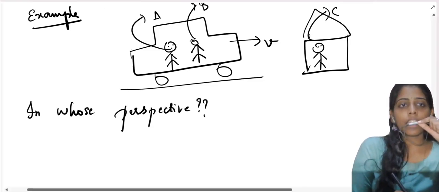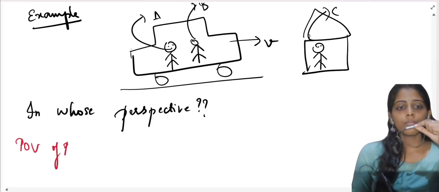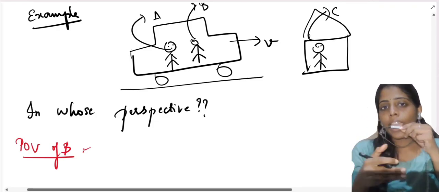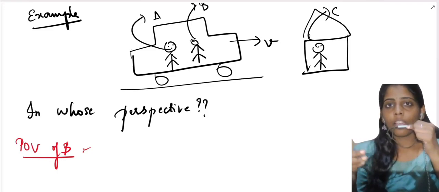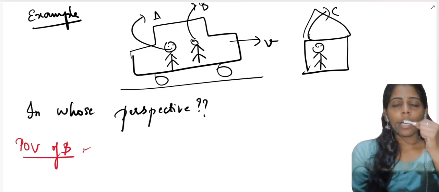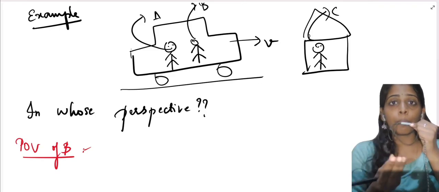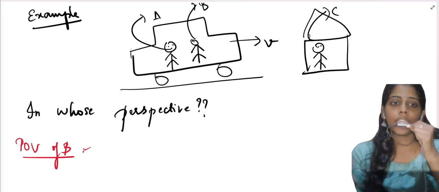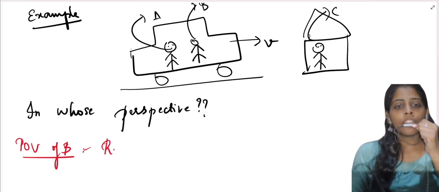Okay, now let us first consider the point of view of person B. According to person B, both A and B are traveling together in the same car, the car which is moving with a velocity v. So for person B, person A does not change position with respect to time because they both are moving together. So he does not observe any change in position of person A. So person B is telling that person A is in rest.